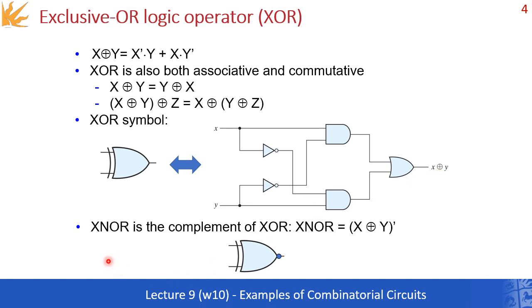There's also something else, the XNOR, which is the complement of the XOR gate. And XNOR, as we said, being the complement, is defined as we see over here. It's x XOR y', and this is the gate that we use as a symbol. So essentially, it's the same as the XOR gate plus the dot that you see over here at the end, which is used for the complement definition.